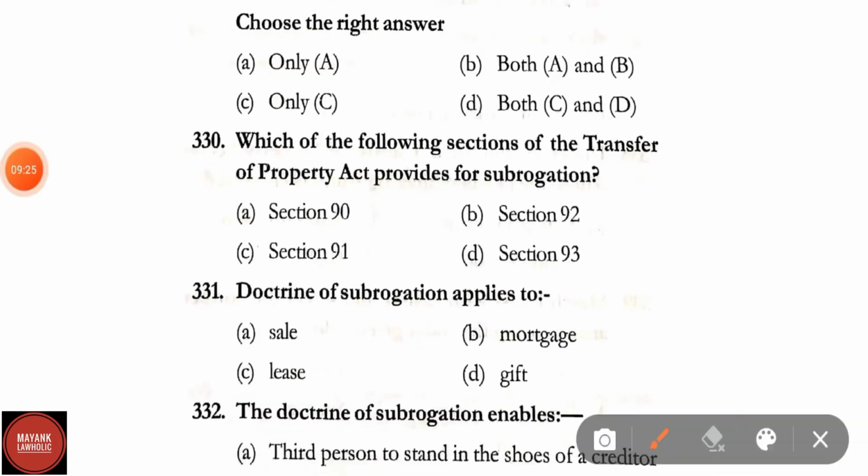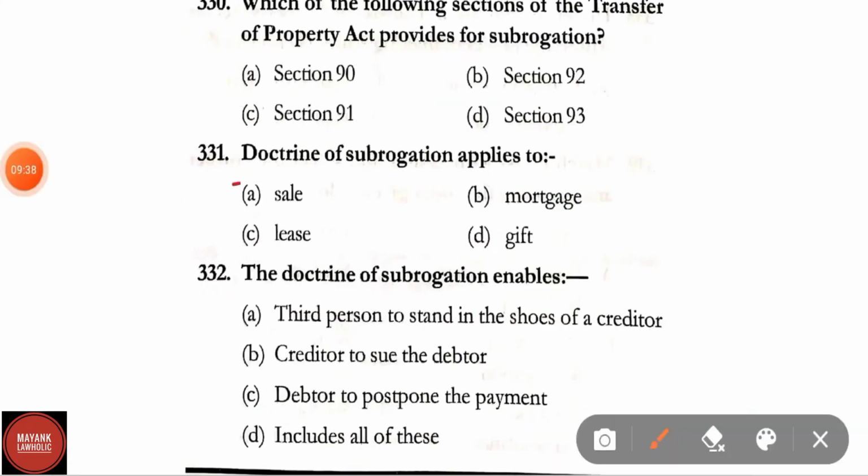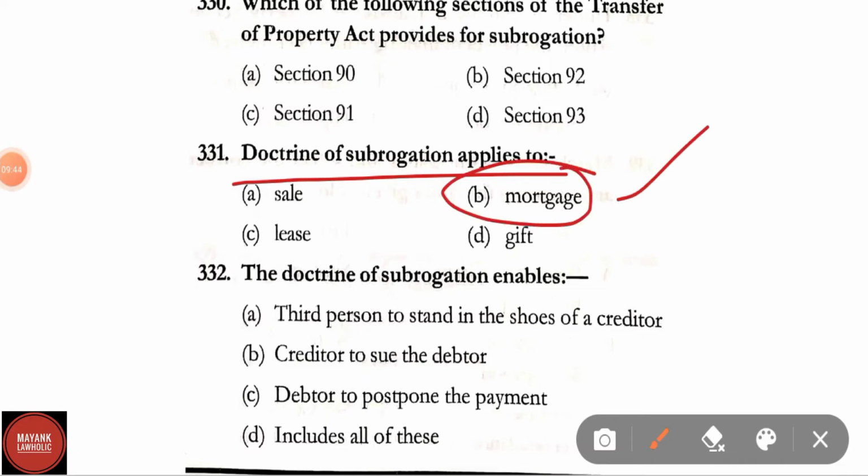Question number 330. Which of the following sections of TPA provides for subrogation? Options are section 90, section 92, section 91, section 93. Correct answer is section 92. Section 92 provides for subrogation. Question number 331. Doctrine of subrogation applies to sale, mortgage, lease, gift. Correct answer is option B, that is mortgage.